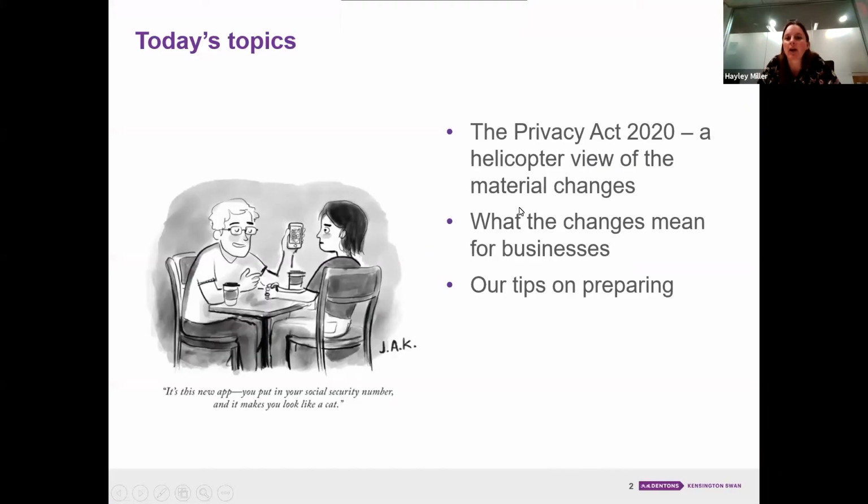So what are we going to do? Well, today is all about a helicopter view of these material changes and trying to turn the legal provisions into what this is actually going to mean for your businesses so you can start implementing the changes. And obviously we'll be doing some tips on preparing so that you can take away.